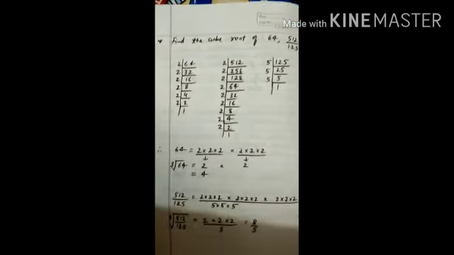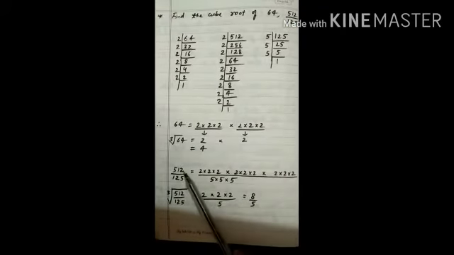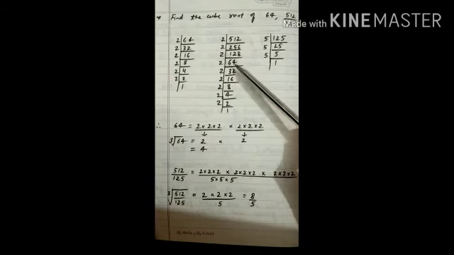See one more example. Cube root of 512 by 125. See the prime factorization of 512. 2 twos are 4, 2 fours are 8, 2 eights are 16, 2 sixteens are 32, 2 thirty-twos are 64, 2 sixty-fours are 128, 2 one-twenty-eights are 256, 2 two-fifty-sixes are 512. And 125: 5 fives are 25, 5 twenty-fives are 125.